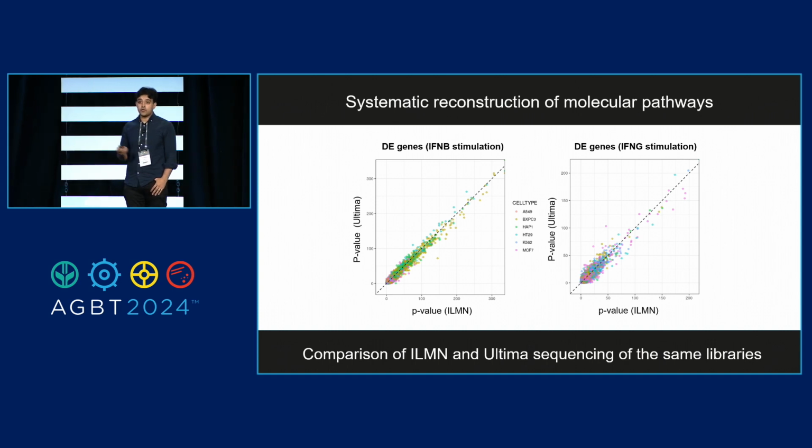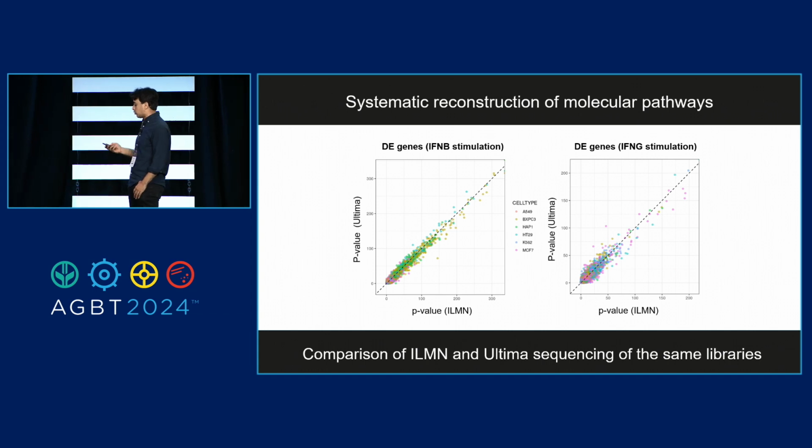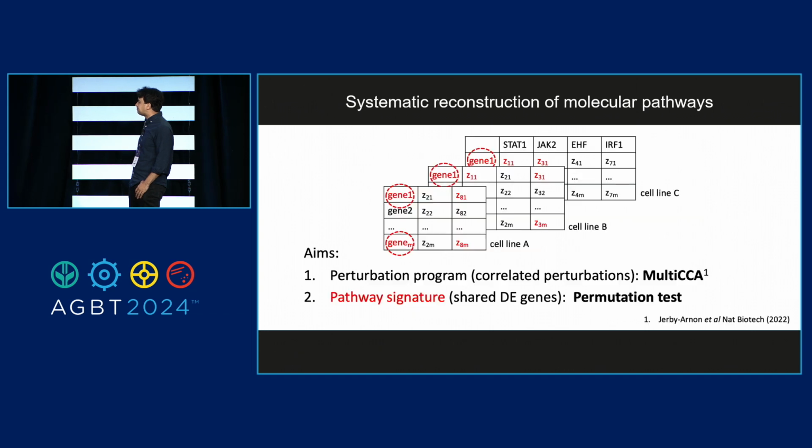The difference, of course, as you've heard about extensively today, is the cost that it took for us to run these 2 independent workflows. So we're fully comfortable switching our Perturb-seq sequencing entirely to Ultima.